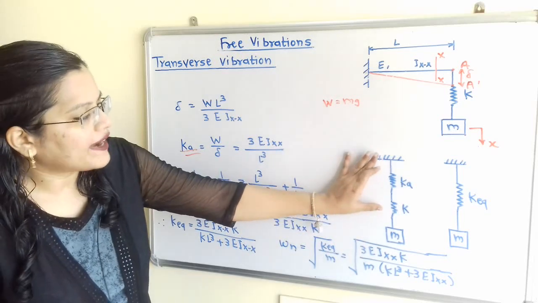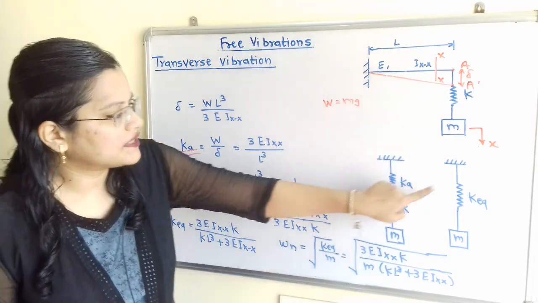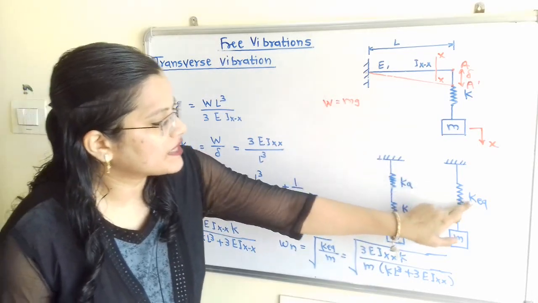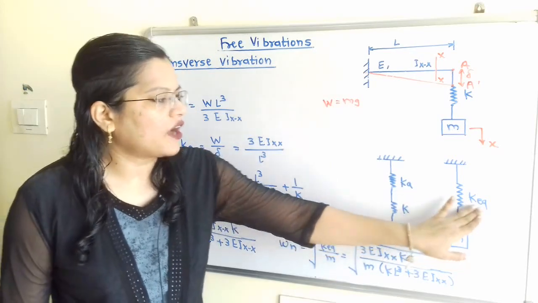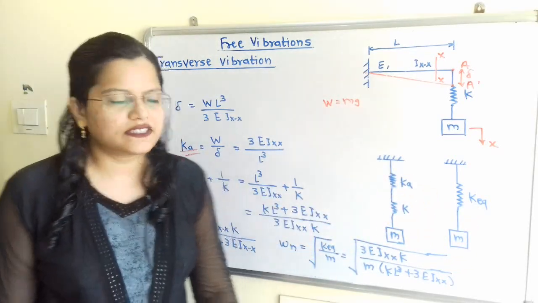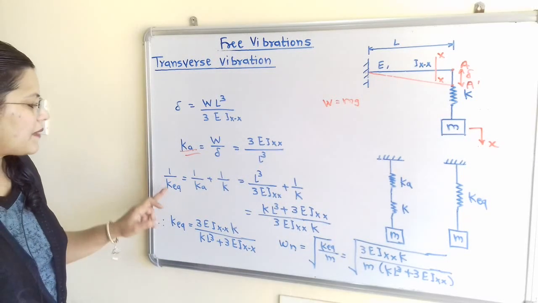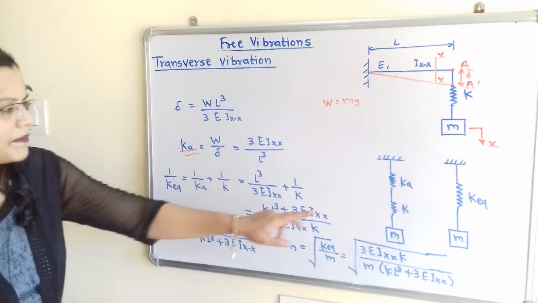Now how do we find the equivalent spring stiffness? Both are in series, so if we combine them, we will get K equivalent. We have a formula to find the equivalent spring stiffness when the springs are in series. So 1 by K equivalent is equal to 1 by Ka plus 1 by K.